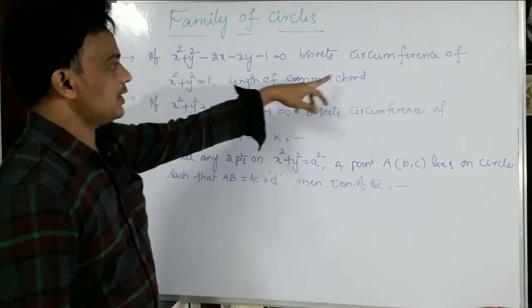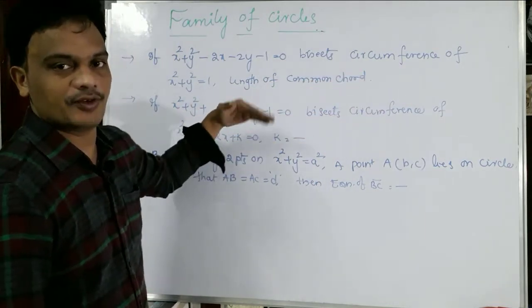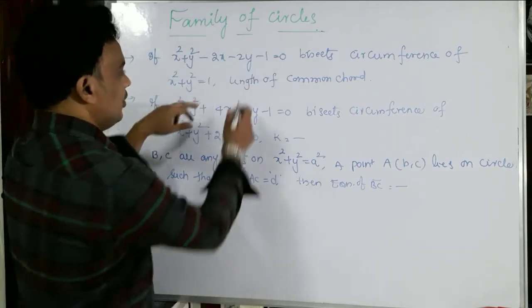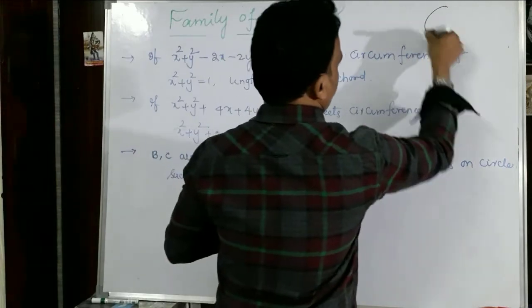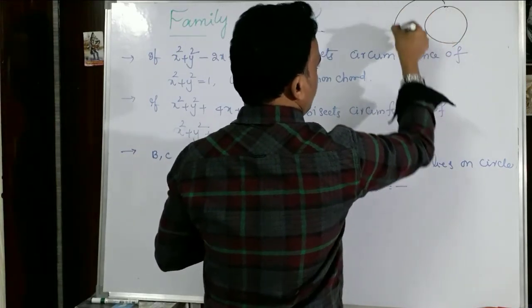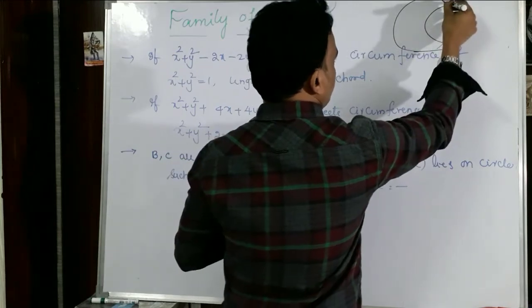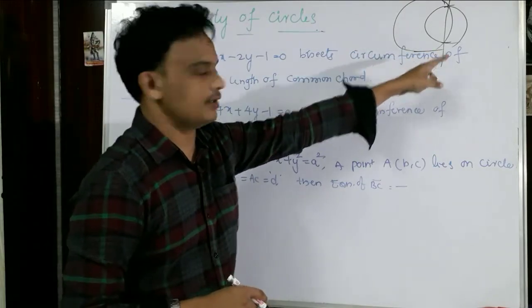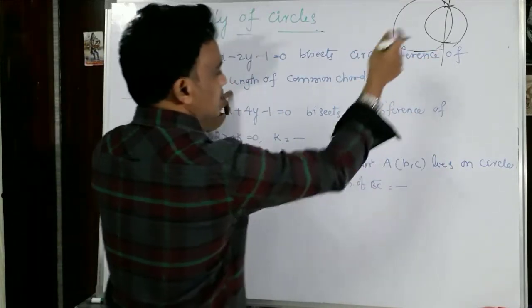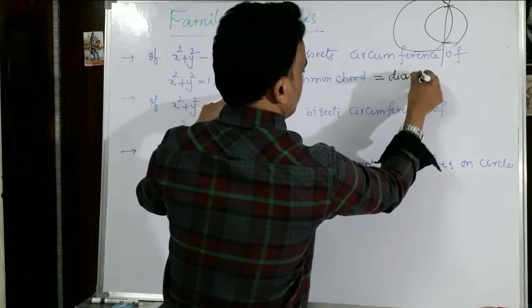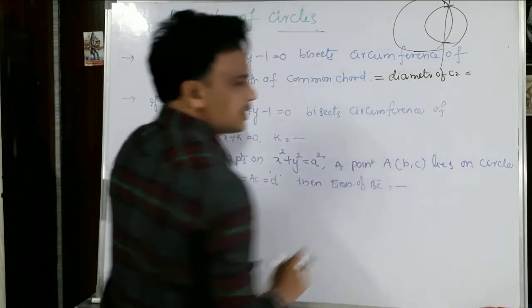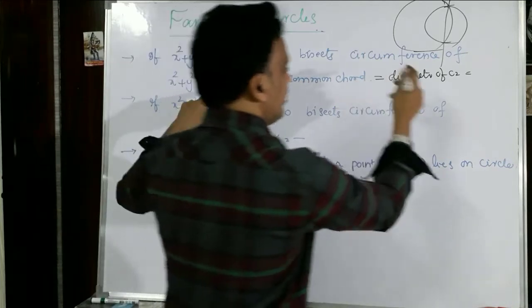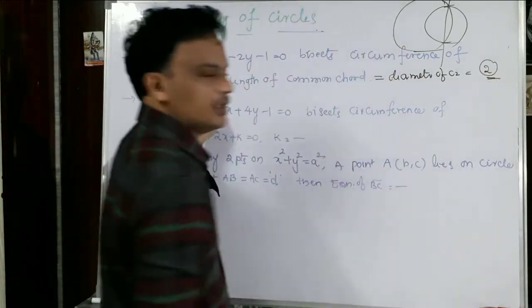As I just discussed, if a circle bisects the circumference of the second circle, what is the length of the common chord? The first circle bisects the circumference of the second circle, so the length of the common chord is nothing but the diameter of the second circle C2. The second circle is x square plus y square equals r square, the radius is 1 and the diameter is 2. Simply 2 units.